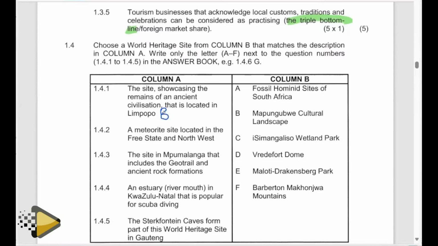Then 1.4.2, a meteorite site located in the Free State and Northwest. It is known as the Vredefort Dome, which is the letter D. So in this case, letter D becomes our answer. Then 1.4.3, the site in Mpumalanga that includes the geotrail and ancient rock formations is known as the Barberton Makhonjwa Mountains, which is the letter F.